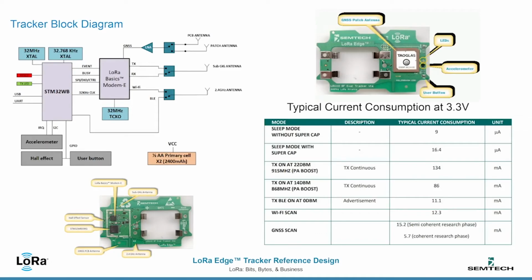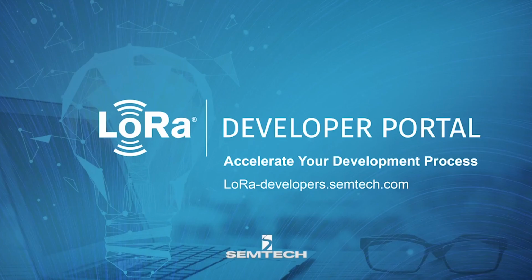The transmit BLE is consuming 11 milliamps, and during the Wi-Fi scan, there's 12 milliamps of power consumption. You could also see a similar 15 milliamp power draw for GNSS scan, and 5.7 when it's in the final coherent search phase. These power draws are best in class as far as extremely low-level power draws to get GNSS and Wi-Fi scans during operation.